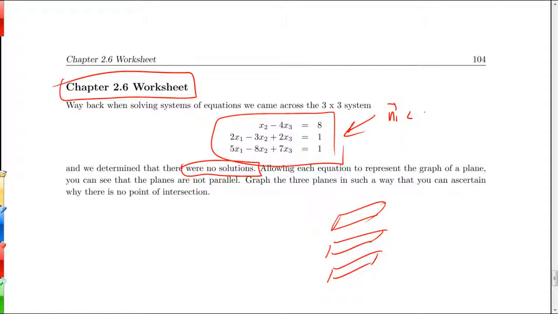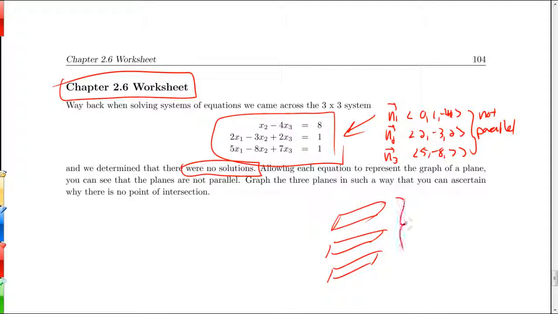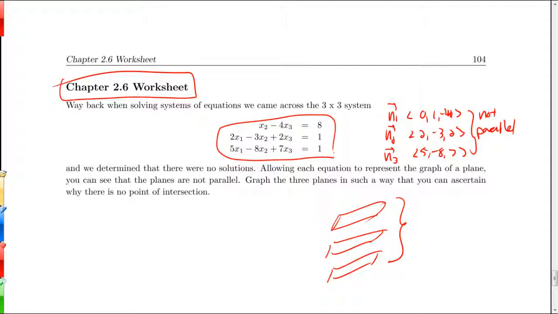The normal vector for the first one is, let's see, 0, 1, -4. The normal vector for the second one is 2, -3, 2. And the normal vector for the third plane is 5, -8, 7. So they're not parallel. So it doesn't look like this, but yet they don't intersect at a single point. So the game is to plot all 3 of these planes, rotate it around, zoom in, change the x, y, and z bounds until you can make sense of why those things don't intersect.